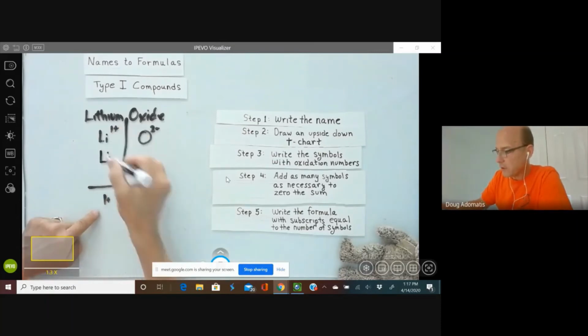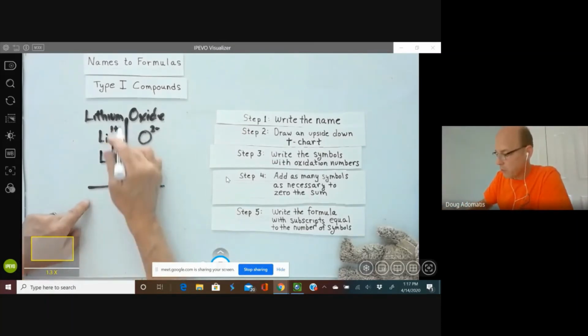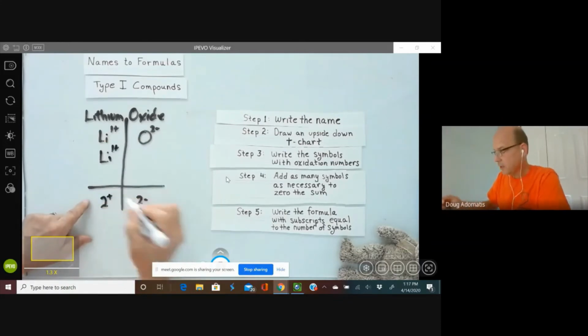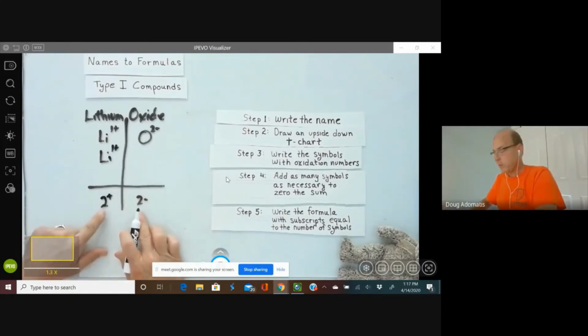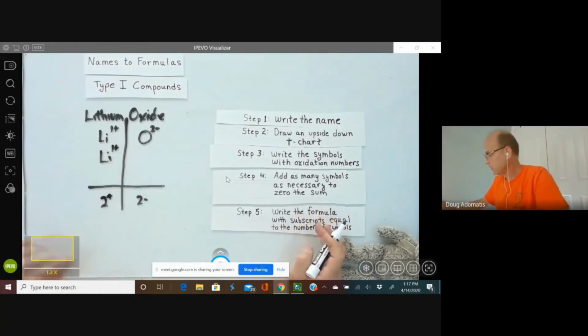Just dot my i's, all right? And that gives me a 1 plus over here. So now a 1 plus and a 1 plus is a 2 plus. And look, ta-da! These are going to balance out to equal 0, right? So that's what we need to do. We added as many symbols as necessary in order to equal 0, right?